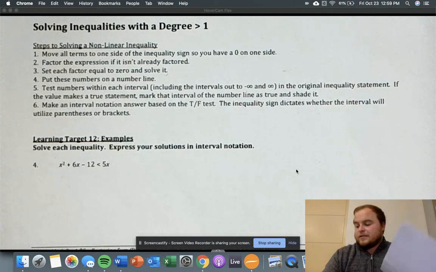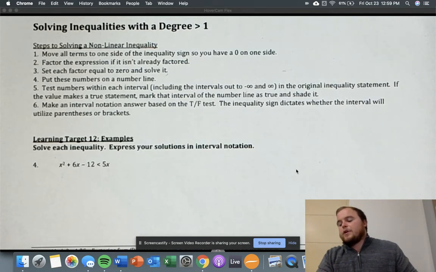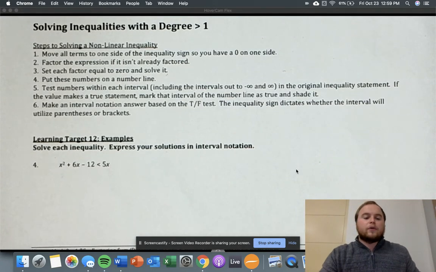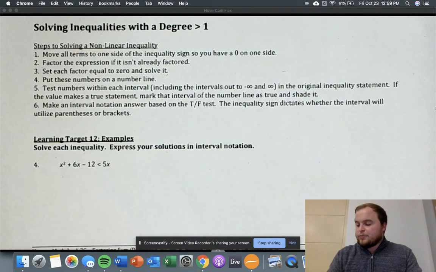What's up, guys? So last time we worked on some factoring sums and difference of cubes. So today we're going to be working on some solving inequalities with a degree greater than 1. And for this, all we have to do is just follow these steps. So let's go ahead and practice, and we'll break down the steps as we're going along.